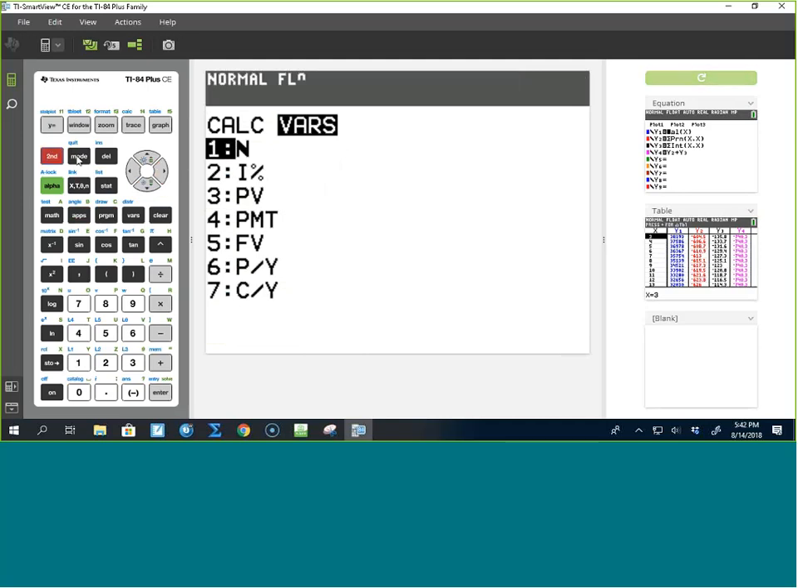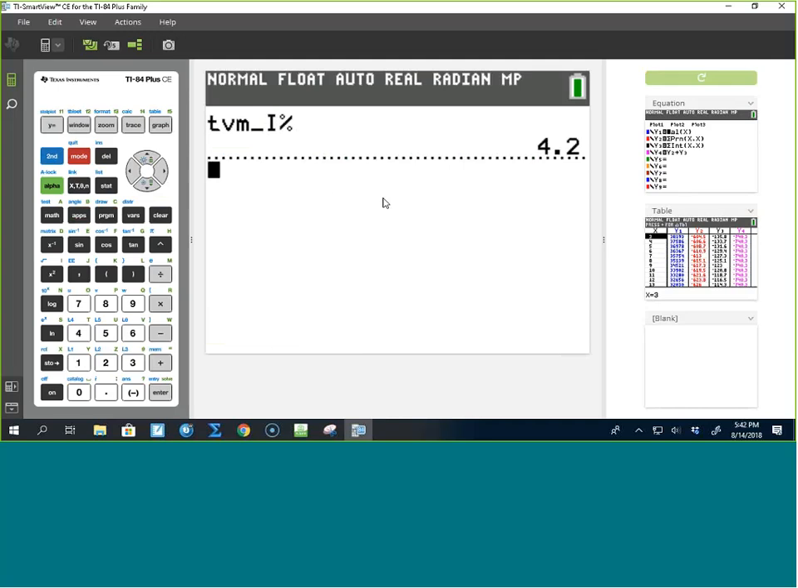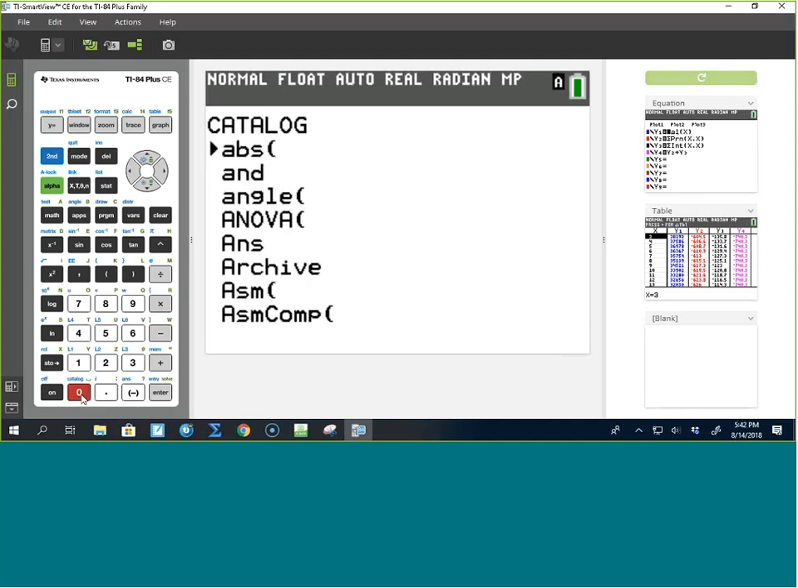The other place that I found it first, to be perfectly honest, because I didn't read my screen, I will admit that that's what happened, is the catalog. I'm a longtime user of the catalog. So what I'm doing is I'm pressing second, catalog. That's a blue word right there, so I had to hit the blue button. And if I go to TVM solver, that's a T, and I'm already in alpha mode.